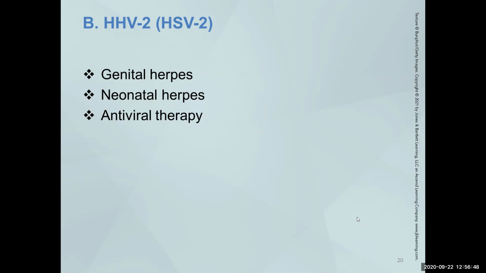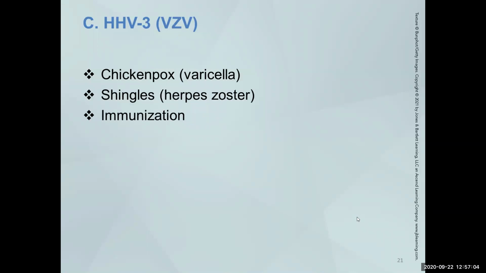And if you can get the acyclovir or one of those antiviral medications in soon enough, you can stop it from turning into that blistered form. So review the different types of viruses here. Herpes zoster, okay, is the shingles.